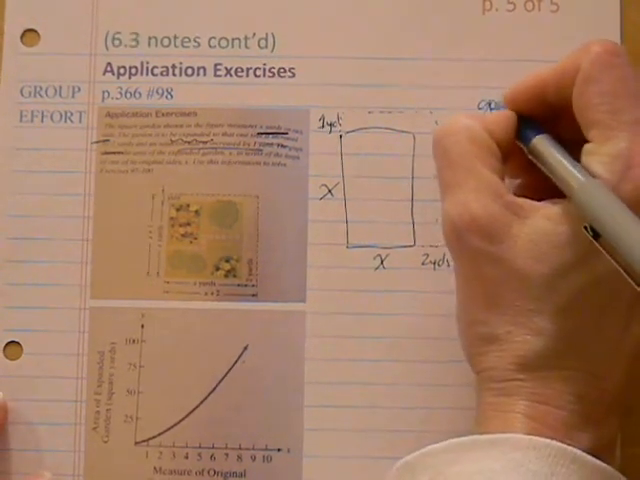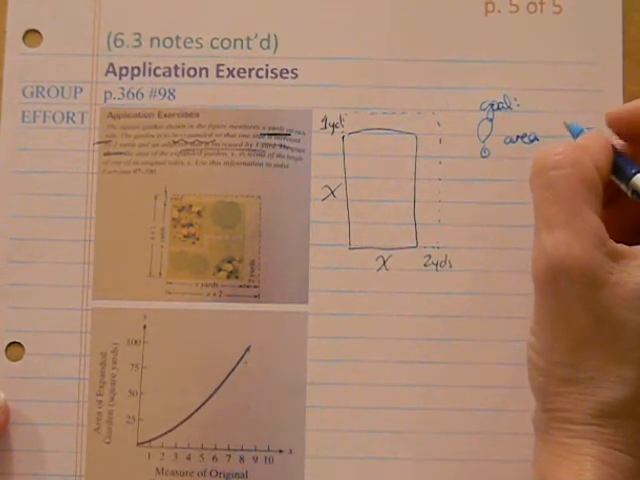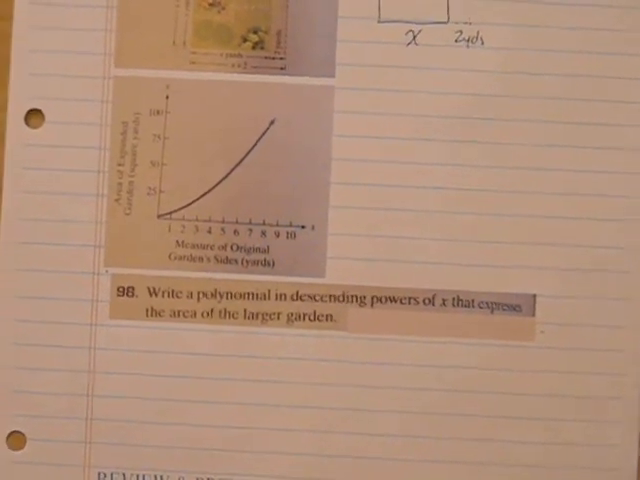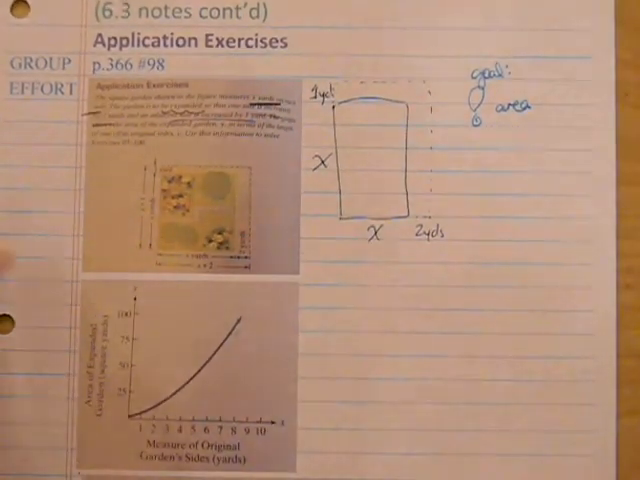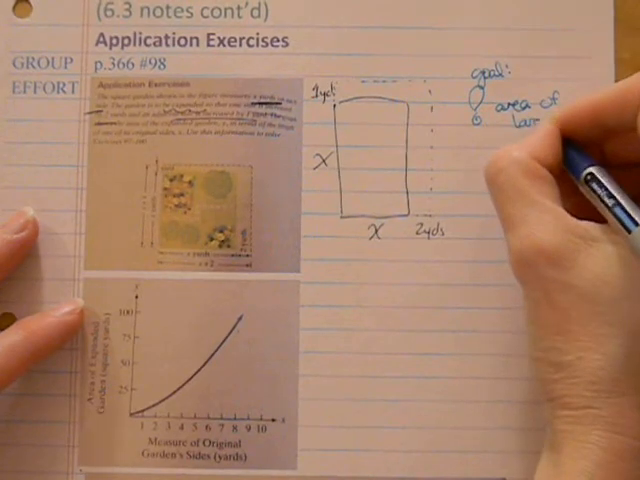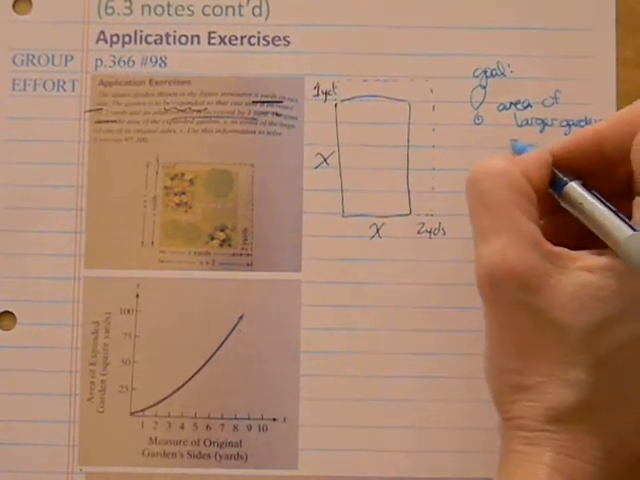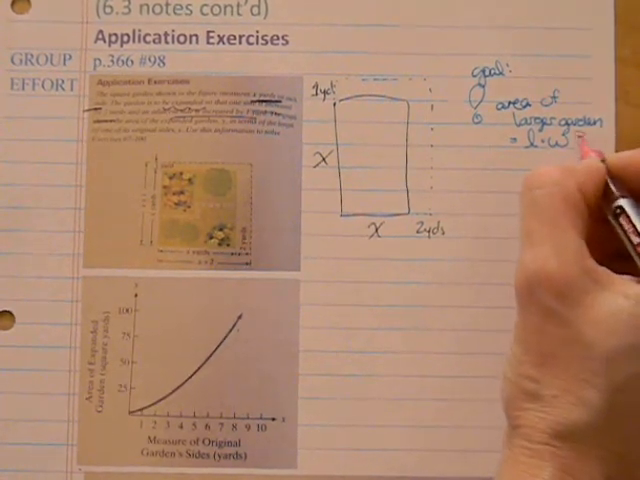Our goal here, and that's where we're going to do a little camera work here. Down beneath is what the question really says here. Write a polynomial in descending powers of X that expresses the area of the larger garden. So that's what we're trying to find here, is the area of the larger garden. And we know area is still going to be length times width, so we are bringing that to the situation. That's our BYOF here.